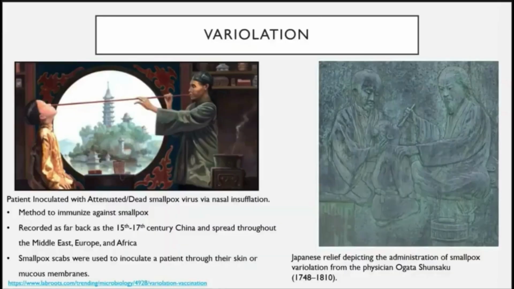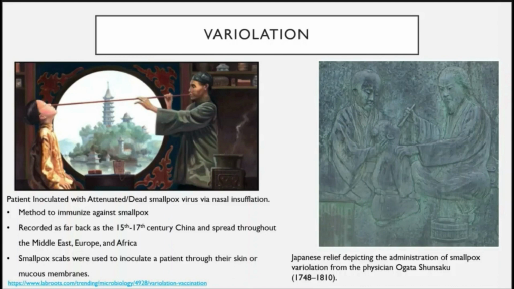Let's discuss the history of vaccinations. The earliest known form of vaccinating people comes from a method called variolation. It was done in order to vaccinate people against the smallpox virus. If you look at the image on the left, you can see a patient being administered this variolation process.